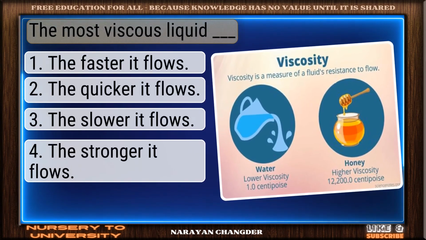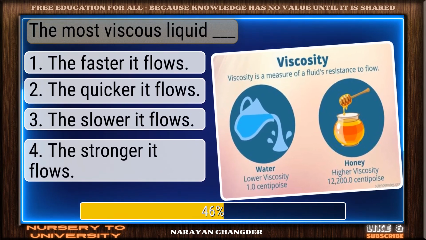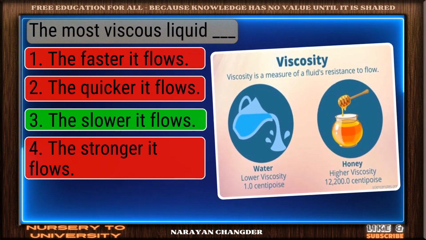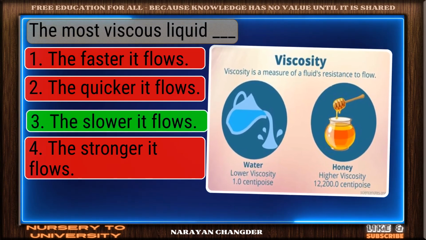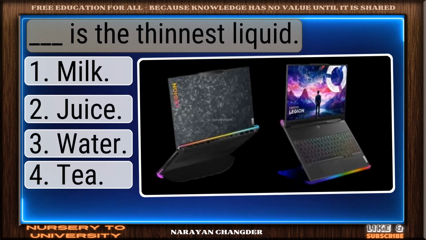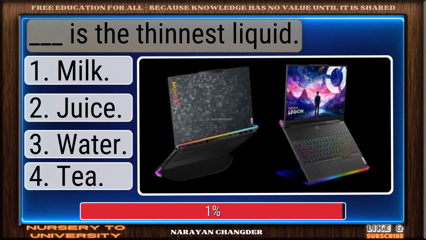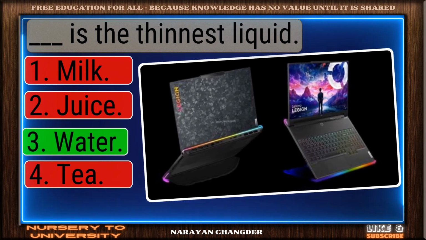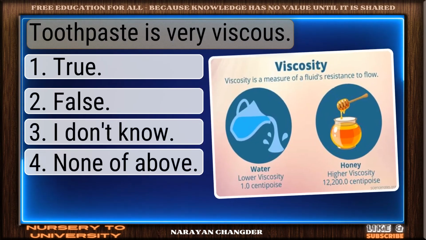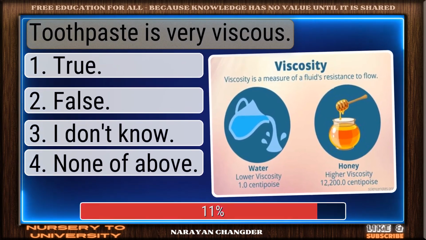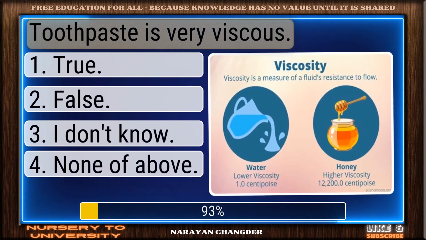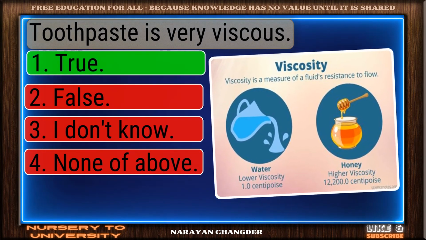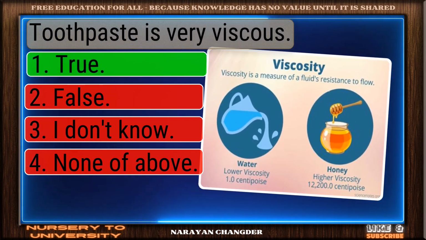The most viscous liquid dash. Nice work. You chose the slower it flows and it is correct. Dash is the thinnest liquid. You got it. Your choice water is right. Toothpaste is very viscous. Smart pick. True is the correct choice.